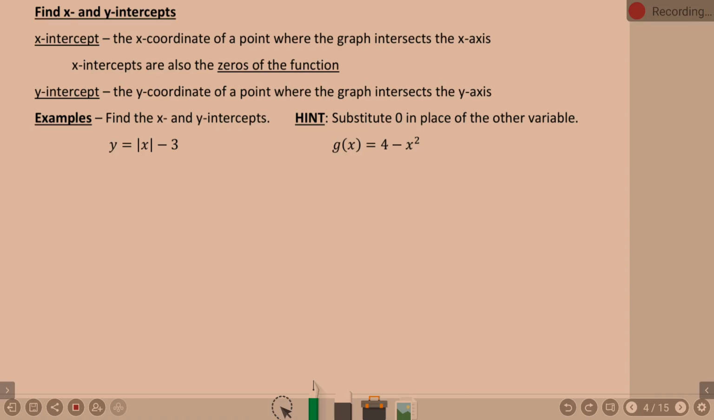So the x-intercept, officially I have up here the x-coordinate of a point where the graph intersects the x-axis. Now, vocabulary, I'm throwing in this word zeros because x-intercepts are also something called zeros. We'll talk about that more as we go along. But if you're asked to find the zeros of a graph, you're asked to find the x-intercepts. And then y-intercept, the y-coordinate of where the graph crosses or intersects the y-axis.